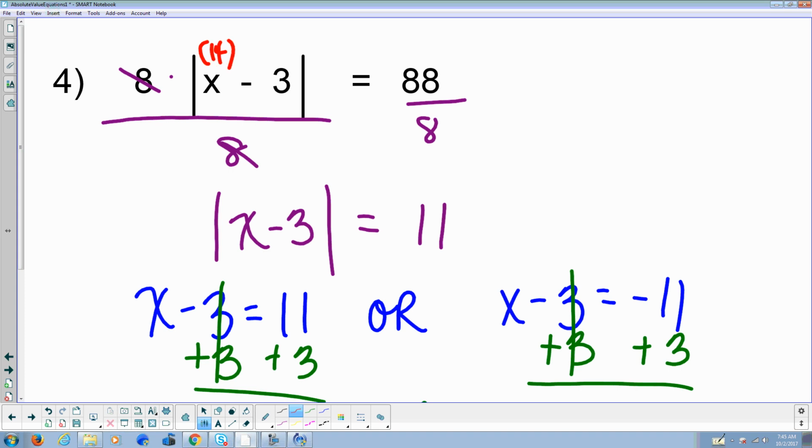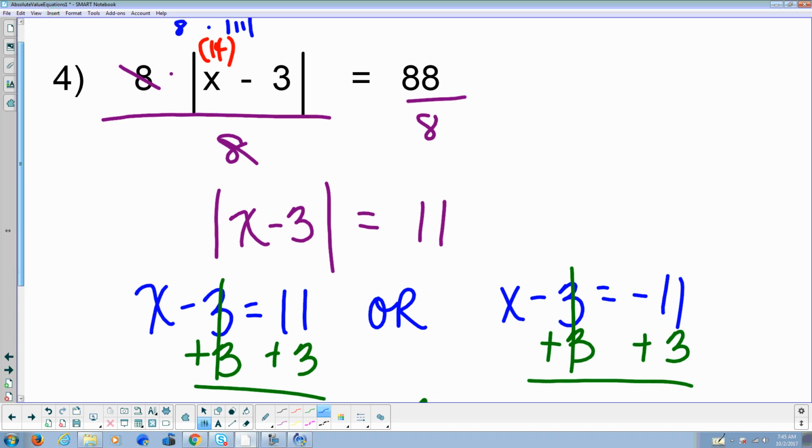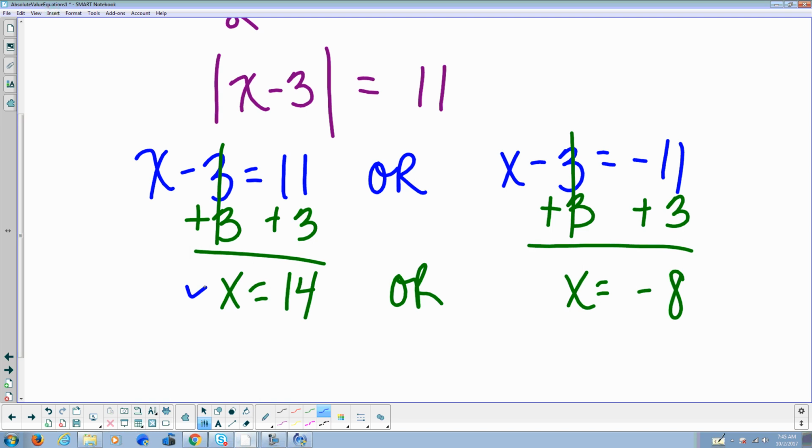So if I follow order of operations here, 14 minus 3 is 11. So I get the absolute value of 11 times 8, and that would be 8 times 11, which is going to equal 88. So 14 is an acceptable answer. Give it a check mark.